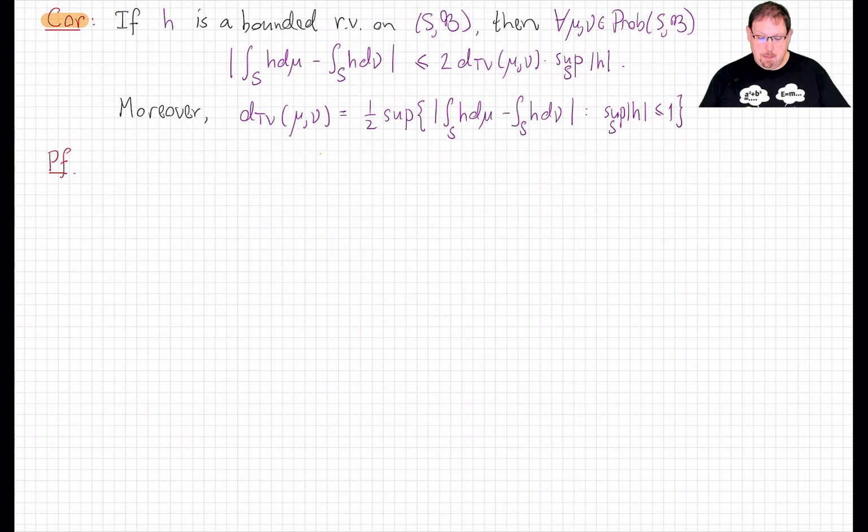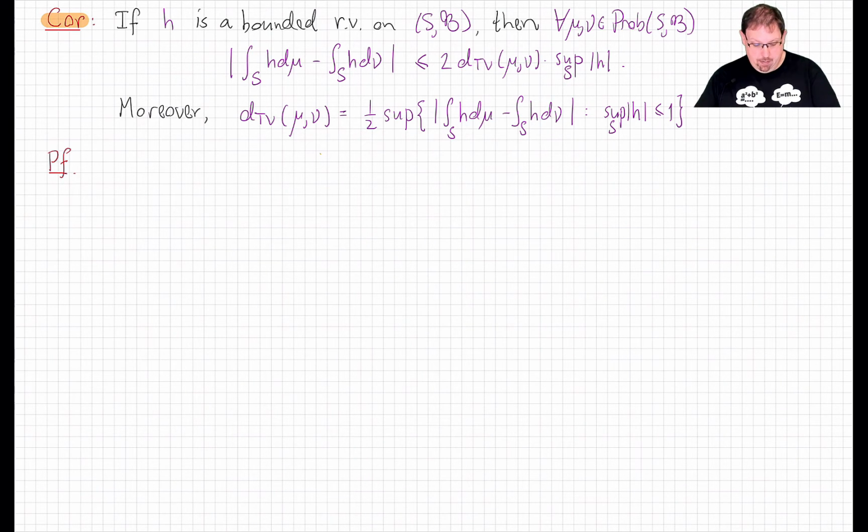If h is any bounded random variable on our common measure space, then for any two probability measures, we can bound the integral of h against mu minus the integral of h against nu by the supremum of that bounded function times the total variation distance, with an extra factor of 2 there, as we should be accustomed to by now. And in fact, we can redefine the total variation distance to be the supremum of all such differences, where we take all possible bounded measurable functions whose supremum is 1, with the necessary factor of 1/2 here.